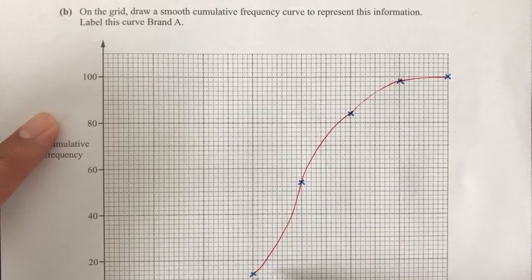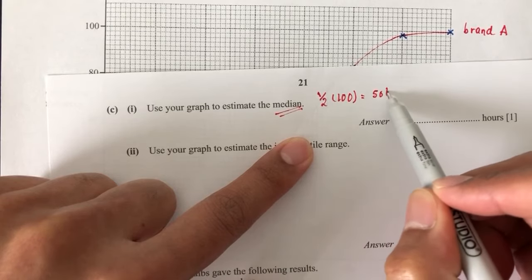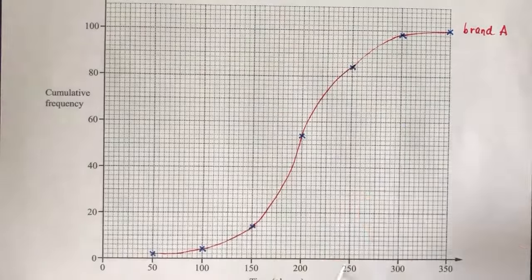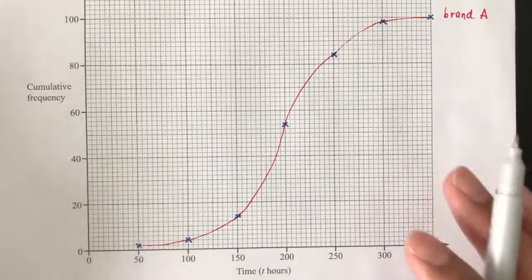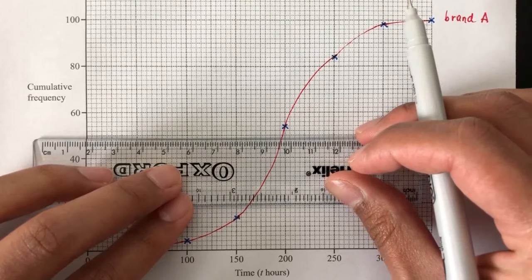Now part C, we have a question here. It says use your graph to estimate the median. Median is the mid value, which is half of 100. That will be the 50th value. So go back to your graph. Let's find where is the 50th value. So 50 is between 40 and 60.